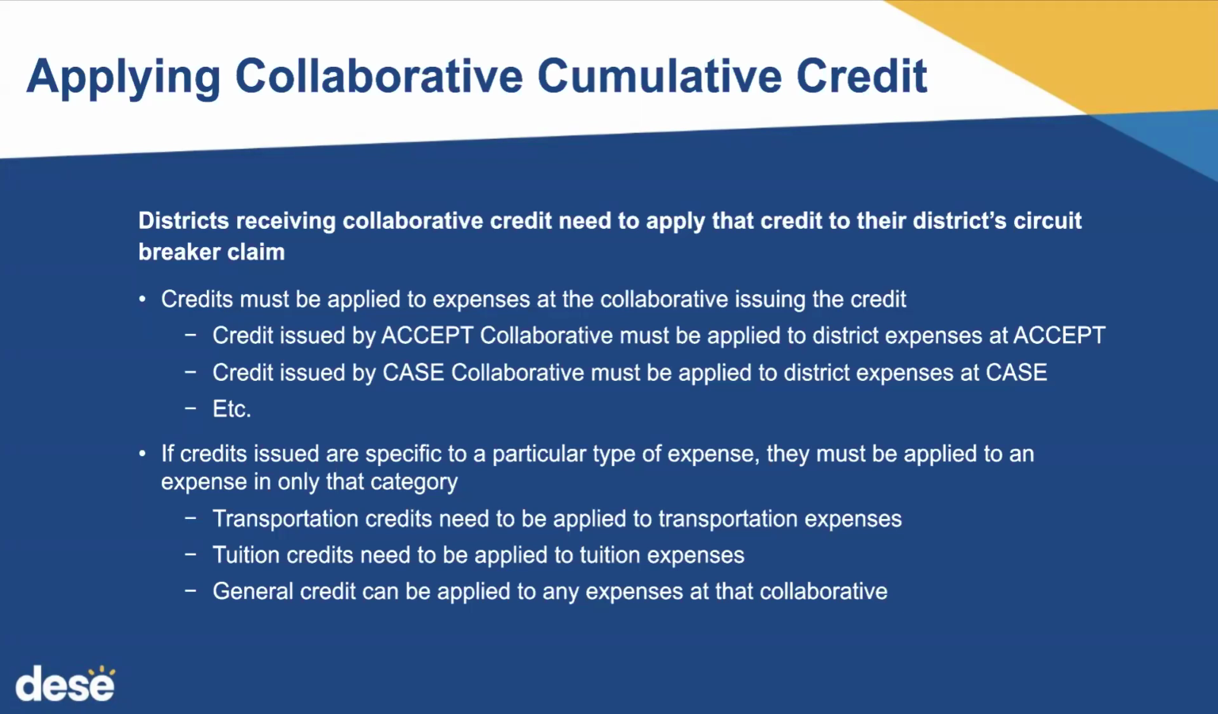With transportation, if that cumulative credit is based on transportation, there's a calculation that we figure out since the collaboratives could be providing transportation for your in-district students. We try to figure out what amount of that cumulative credit is applicable for out-of-district students only, and then you'd have to apply that credit to transportation expenses only. So you'll want to work with us directly to make sure the correct amount is being carried forward on your claim and that you're applying the credit to the right type of expense.